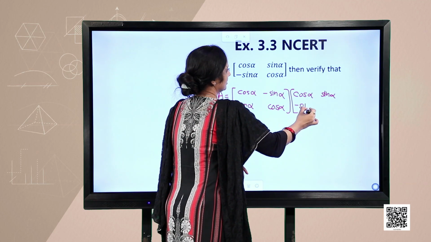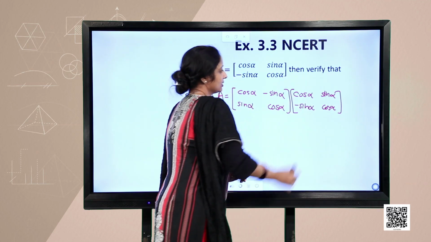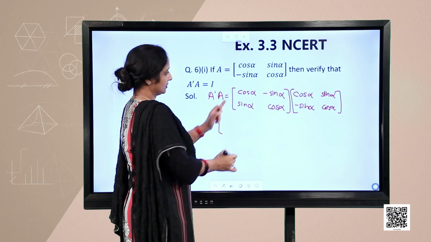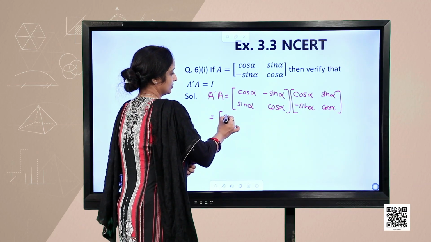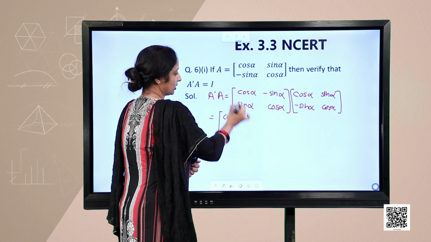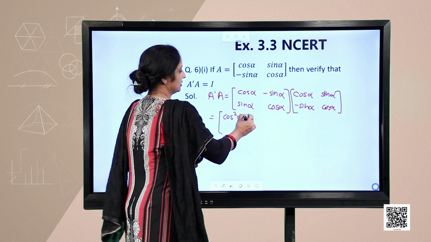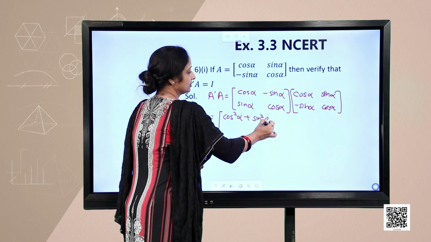So you have written this as it is. Then start multiplying both the matrices. This is cos alpha into cos alpha. So this is cos square alpha minus sin alpha into minus sin alpha is making it plus sin square alpha.